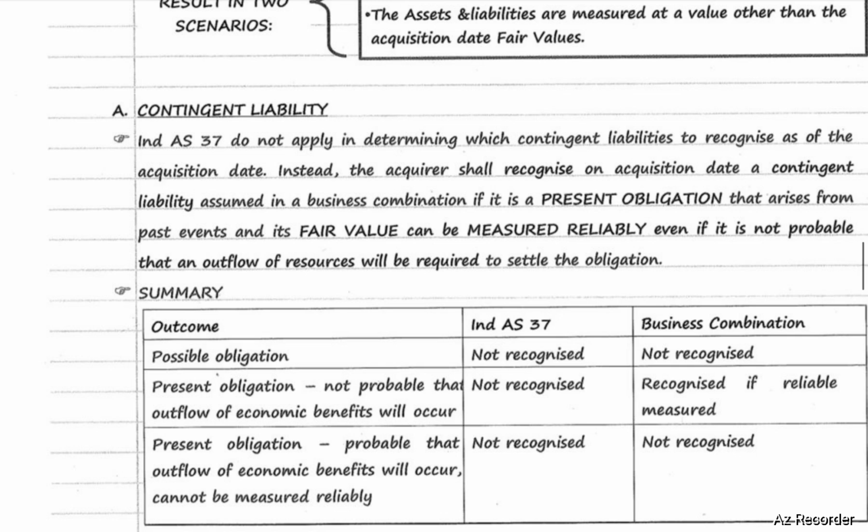Next, a present obligation where it is probable that an outflow of economic benefits will occur and it cannot be measured reliably. It will not be recognized as per Ind AS 37, and it will not be recognized as per Ind AS 103 also, as per business combination.